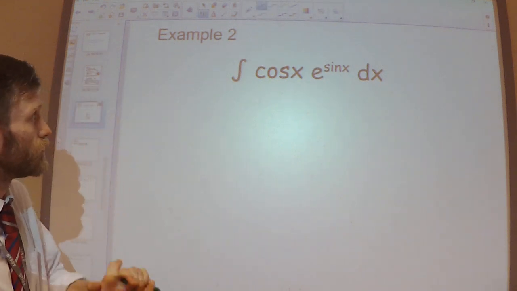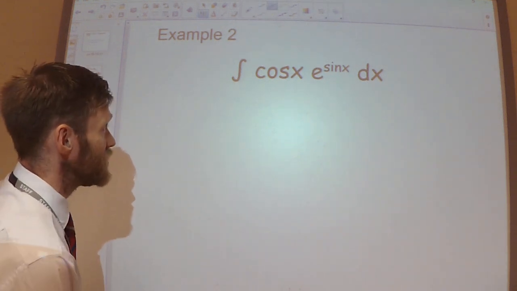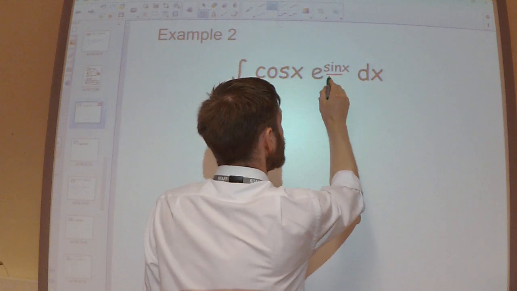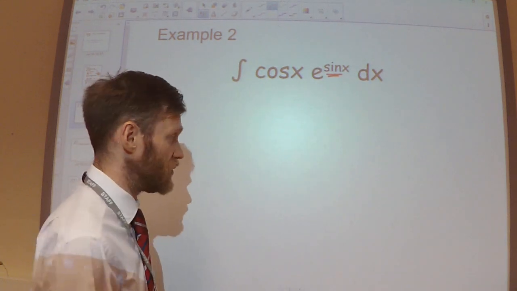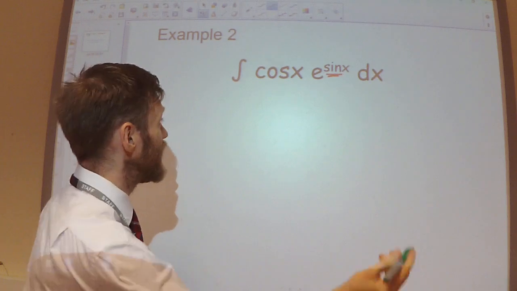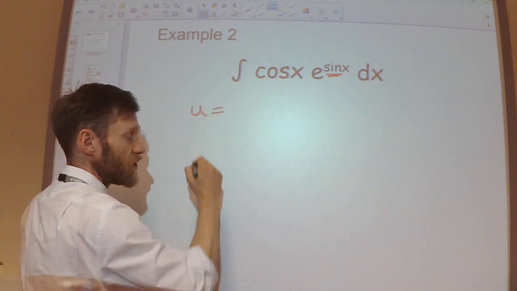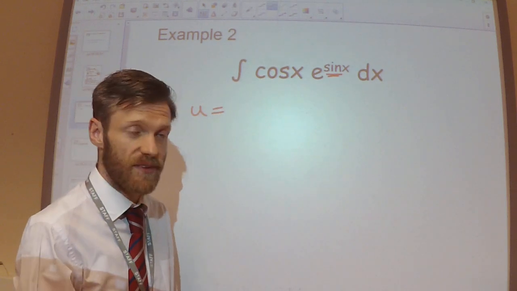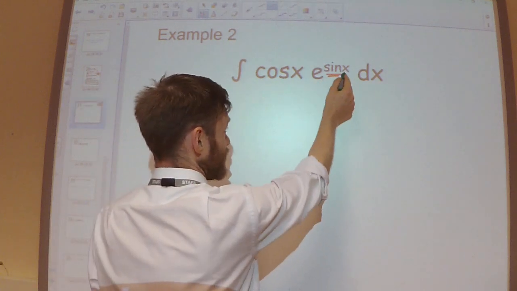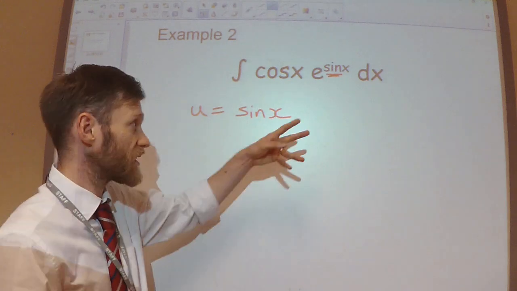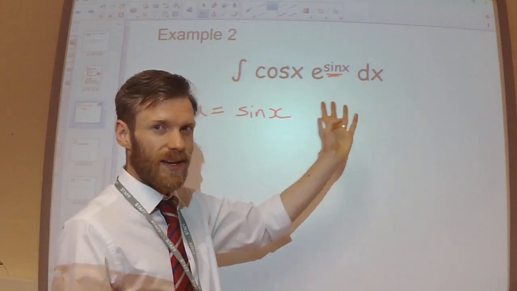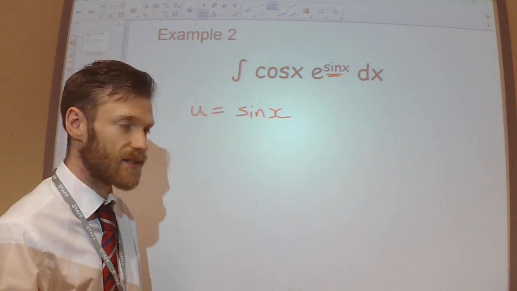Okay, next example. My substitution. And by the way, most of the time in your exams you'll be told the substitution that you need to use. However, it's good practice for you to get into spotting it for yourselves. In this case here, it's going to be the sine x that I'm going to replace, because if I can have e to the power u, it's a lot simpler. I know how that integrates.